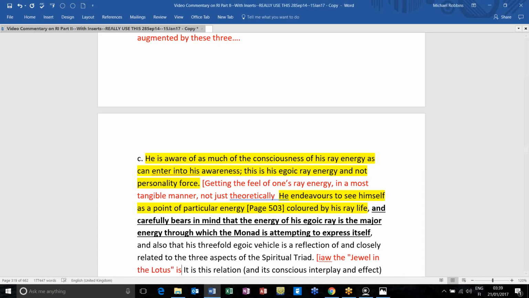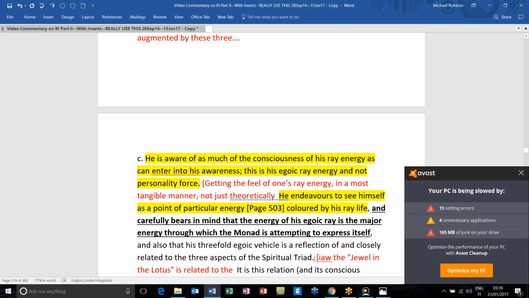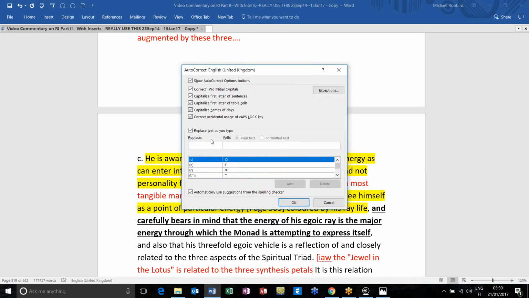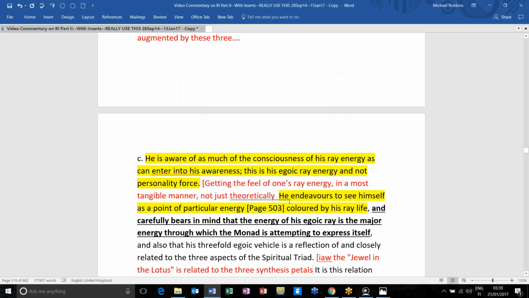the jewel in the lotus is related to the three synthesis petals. So let's just put that in there for fun in a way. I use it all the time because sometimes things occur not wholly but partially.